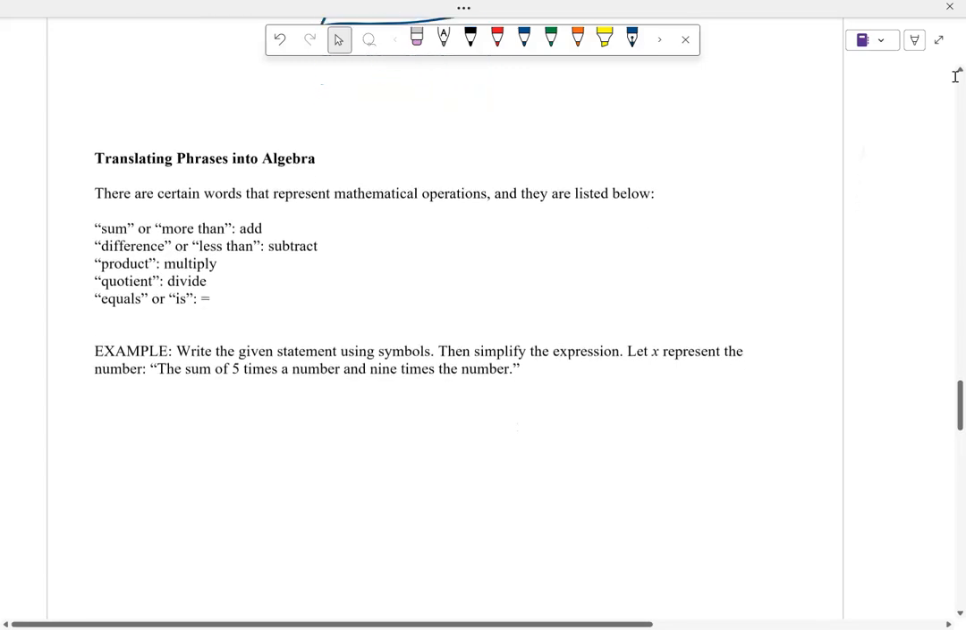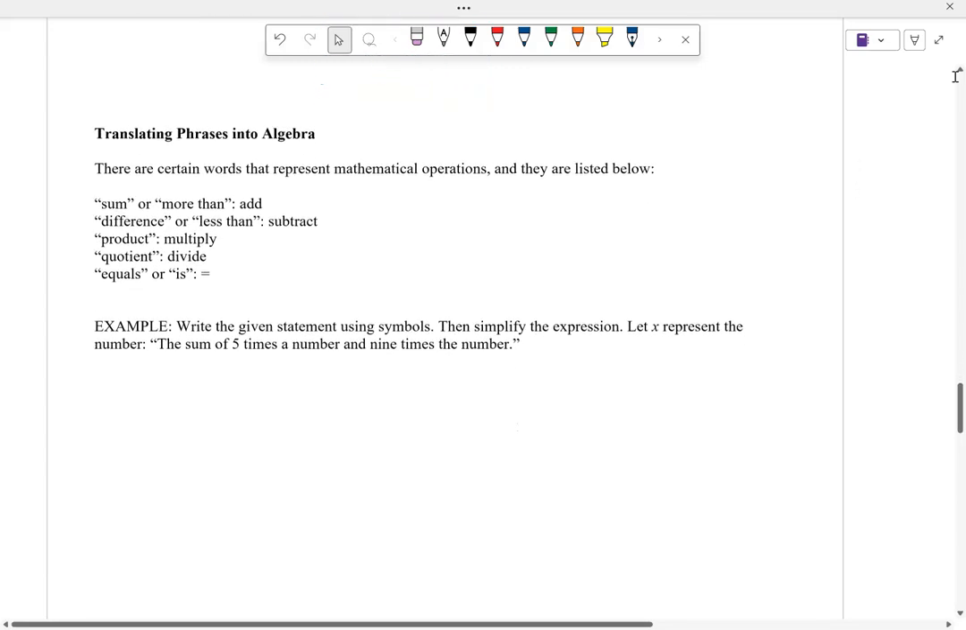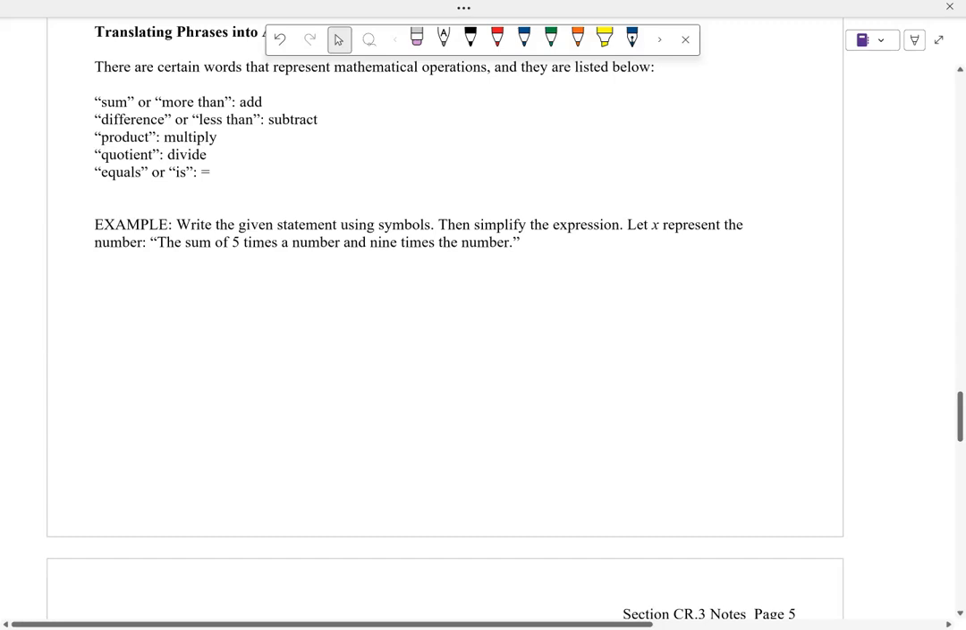Let's get into translating phrases. So English phrases into algebra. Sum or more than means add. If you ever hear the word difference, right, that would be subtract. Product, multiply, quotient, divide, equal, or is equal. So let's look at this first example. Write the given statement out. So it says, let x represent the number, and here's the quote.